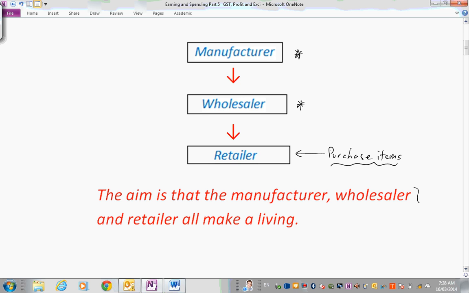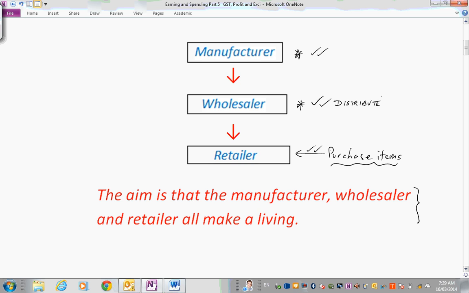And down here at the bottom is what everybody wants to do. The aim is that the manufacturer, wholesaler, and retailer all make a living. What is the purpose of each person here? Well, first of all, you've got to have someone to make the goods. Now, because they're so busy making the goods, usually they hand them on to somebody who is going to be a distributor or a wholesaler. So their role is to make available to shops, the retailer, all the goods that they might need, right? And they can distribute them. They'll bring them to the shop and distribute them.